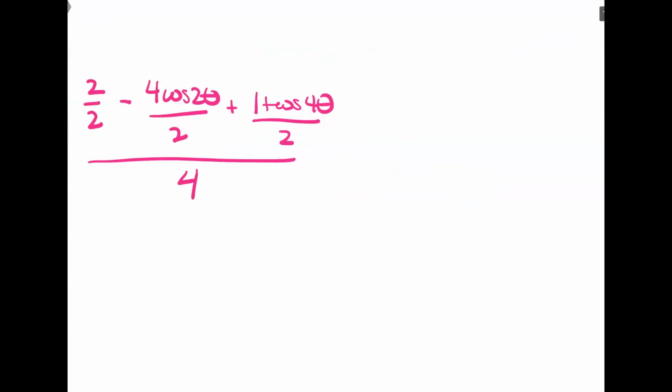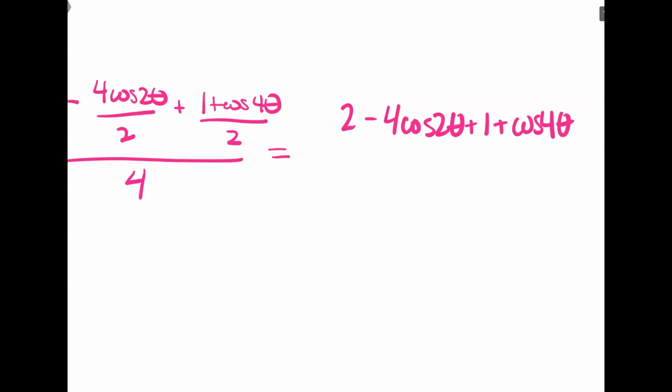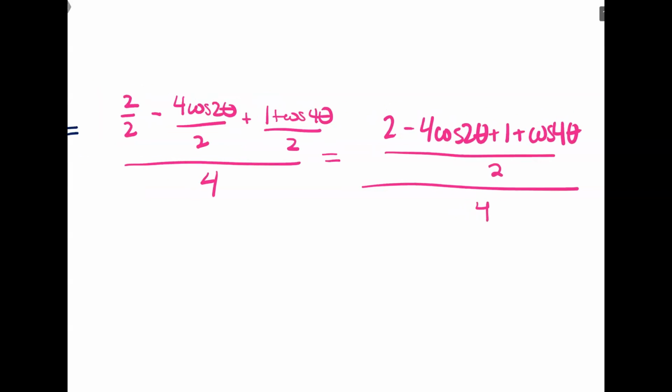So the next thing we're going to do is I'm just going to rewrite this. So I have 2 minus 4 cosine 2 theta plus 1 plus cosine 4 theta. This is all over 2, which is all over 4. I didn't really do anything, I just rewrote it in different terms. So wait, if I'm dividing by 4, it's the same thing as multiplying by the reciprocal, which is 1/4. Yeah? Oh, to get rid of the denominator?